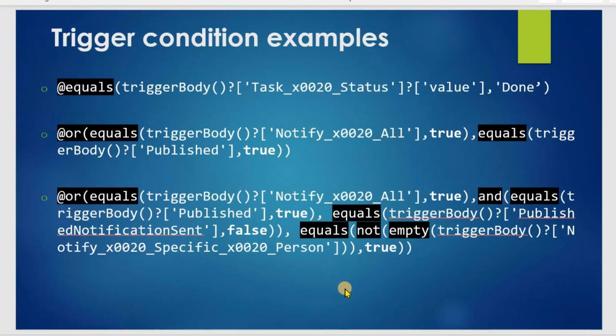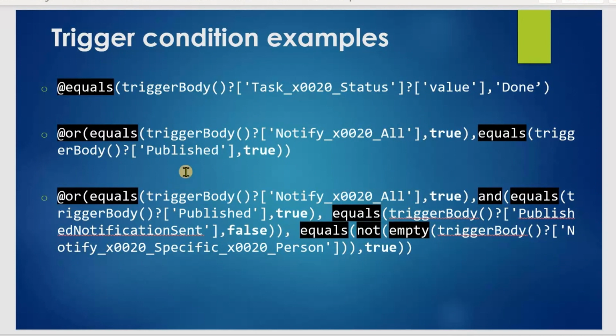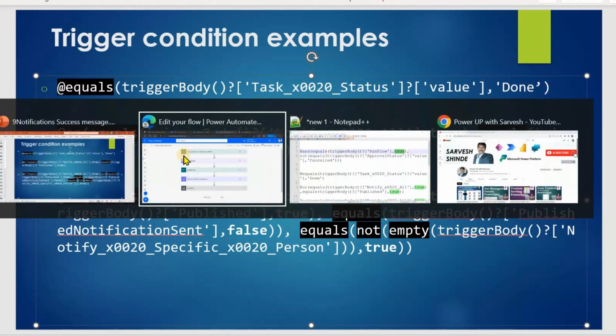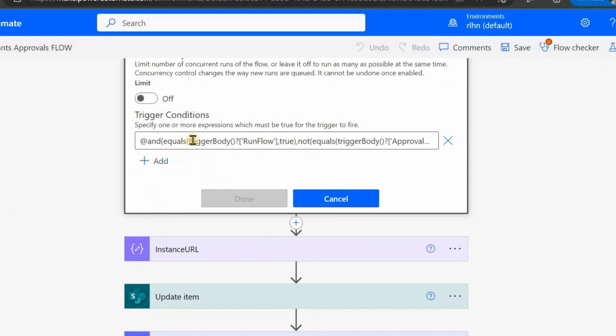So let's go back to the presentation. As I said, you can make use of any function which you usually use in expressions in the flow. You can make use of any of these functions to build your trigger condition. And it can be simple, or it can be as complex as this, where you have or, equals, greater than, less than, multiple nested conditions. On that basis you can define when you want to trigger the flow. So you just have to go to your trigger settings, and this is the place where you need to put the condition.